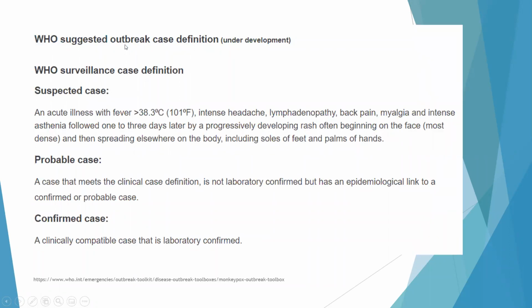So WHO suggests outbreak case definitions that are still under development. For surveillance case definitions during a serious outbreak, a suspected case is a person with acute illness with fever of 101, with intense headache and lymphadenopathy, followed 1 to 2 days later by a progressive rash, spreading elsewhere on the body including the palms, soles and feet. A probable case meets the clinical definition and is not laboratory confirmed but has an epidemiological link to a confirmed case. And the confirmed case is a clinically compatible case that is laboratory confirmed. So these are the simple outbreak case definitions suggested by WHO.